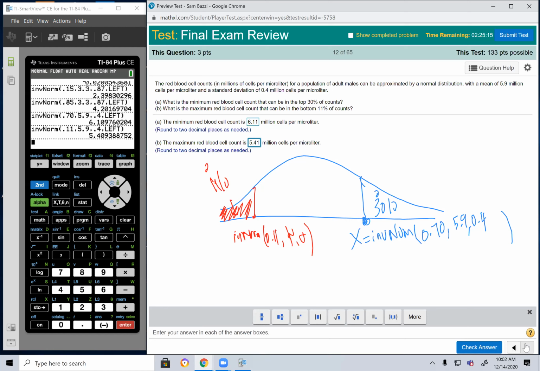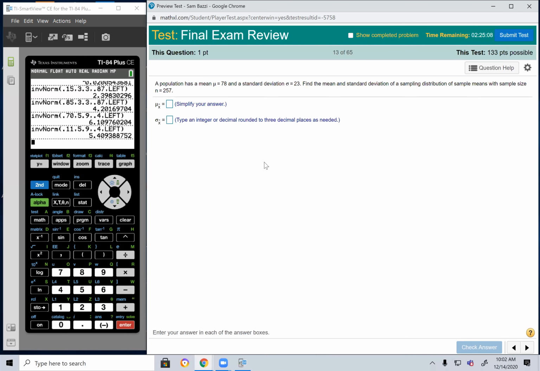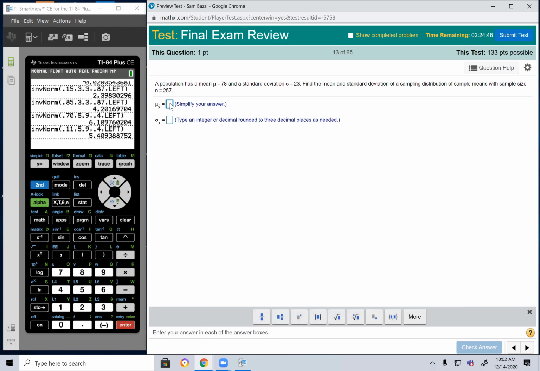Okay, let's move on. Clear. A population has a mean of 78 and a standard deviation of 23. Find the mean and the standard deviation of the sample means. When we work with samples, the mean of the distribution will be the same as the original population mean, but the standard deviation will be the original standard deviation divided by the square root of the sample size. So your mean here, guys, it's going to be 78. This is called the central limit theorem.